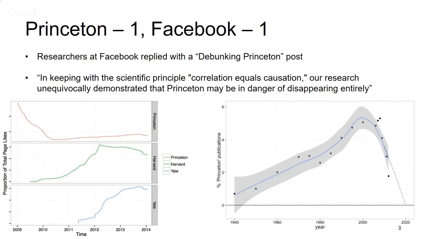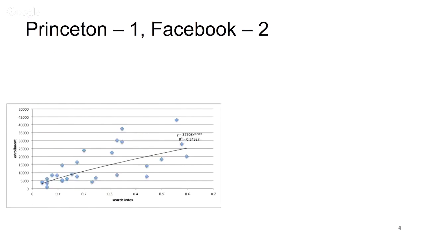They said, in keeping with the scientific principle, correlation equals causation, our research unequivocally demonstrated that Princeton may be in danger of disappearing entirely. And then they doubled down, and then they actually showed that Google search trends, the same data source that Princeton used, correlated with student enrollment. So the higher the number of students, the more the search terms on Google Trends. And they had a quite decent R squared of 0.54.